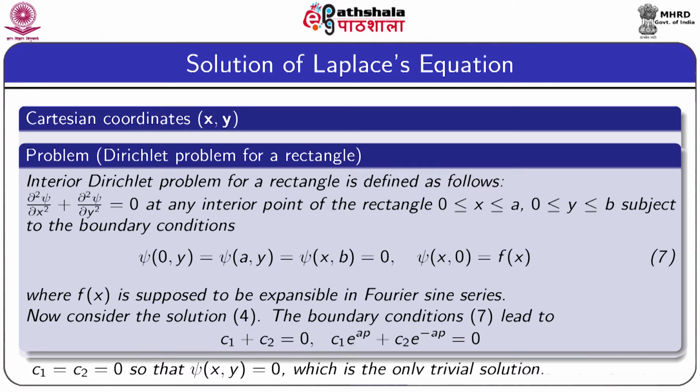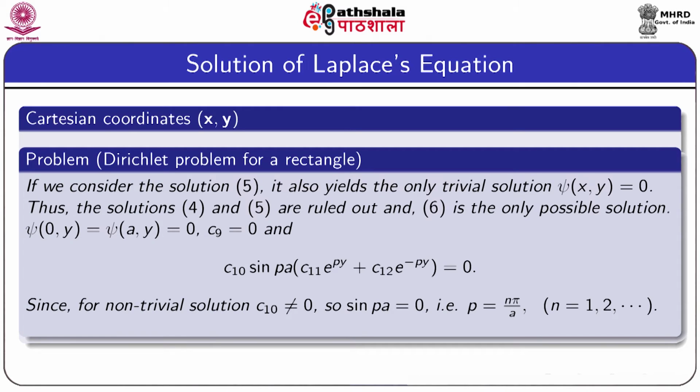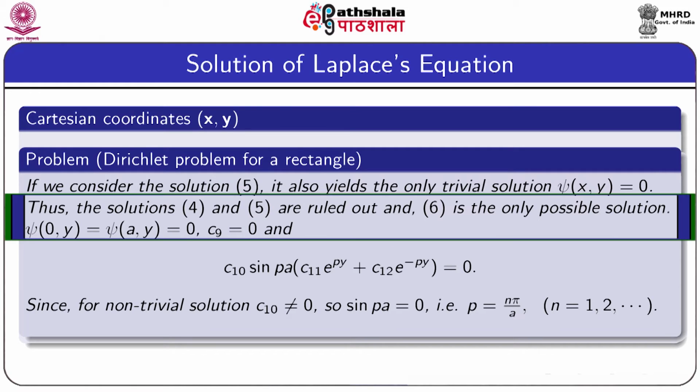So this psi is a trivial solution of the Laplace equation, but we are not interested in the trivial solution. To find the non-trivial solution, we have to think about the other two solutions which are written in equation 5 and equation 6. Now, consider the solution 5. In that solution, if we put the conditions psi(0, y) equals 0 and psi(a, y) equals 0, this leads to the solution psi equals 0 again. Thus, the solutions 4 and 5 are not acceptable. So the only solution that remains is the solution 6.